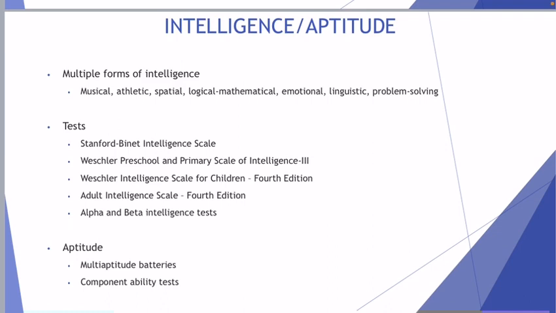The Stanford-Binet intelligence test has its roots in the early 1900s, first revised in 1916 all the way to its fifth revision in 2003. It has shifted to be more appropriate for adults and for those who are less verbally fluent. The Wechsler Preschool and Primary Scale of Intelligence 3 is designed for children aged 2 to 7 years of age. The Wechsler Intelligence Scale for Children, 4th edition, is used for children aged 6 to 16 years of age. The Adult Intelligence Scale, 4th edition, is designed for ages 16 to 89 years of age.